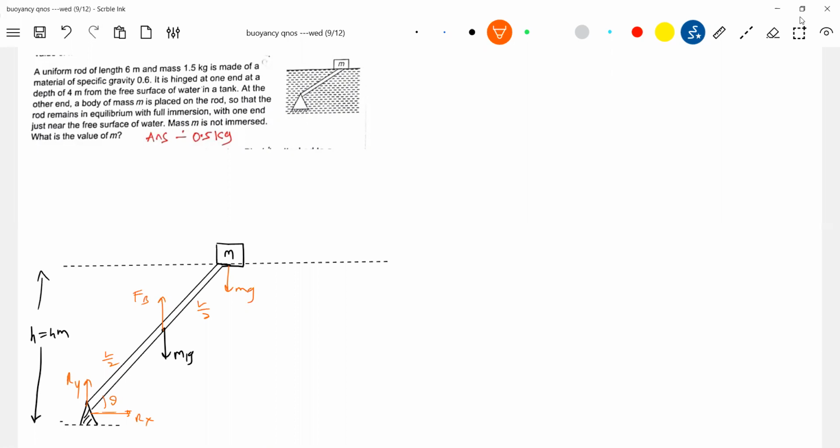Can we equate forces? If we equate forces, what is the problem? Ry plus Fb minus m1g minus mg equals 0. We know the buoyant force, no problem with this. This m is unknown, we know m1g, and we don't know Ry. That's why this equation will not help us. Shall I go for torque? I'll go for torque.